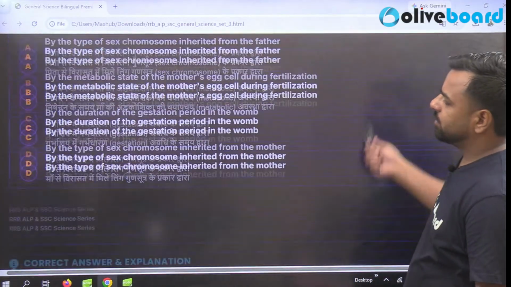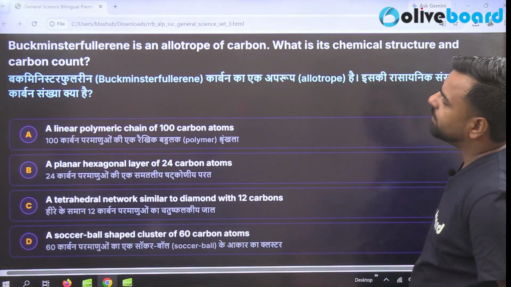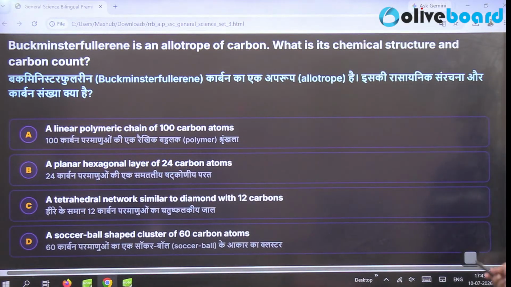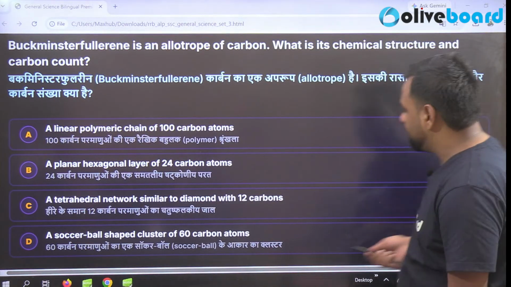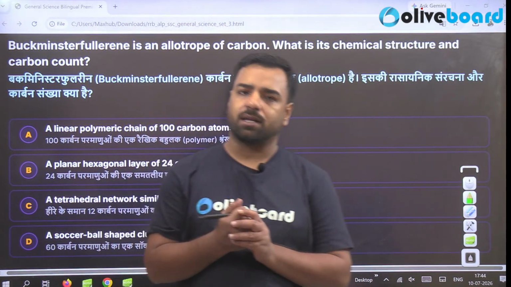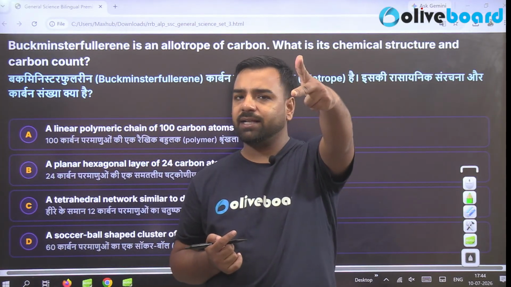Okay guys, now it's the 16th question. Buckminsterfullerene is an allotrope of carbon. What is its chemical structure and carbon count? So guys, since we are talking about Buckminsterfullerene, this is an allotrope of carbon. There are three allotropes of carbon: diamond, graphite, and the fullerene.